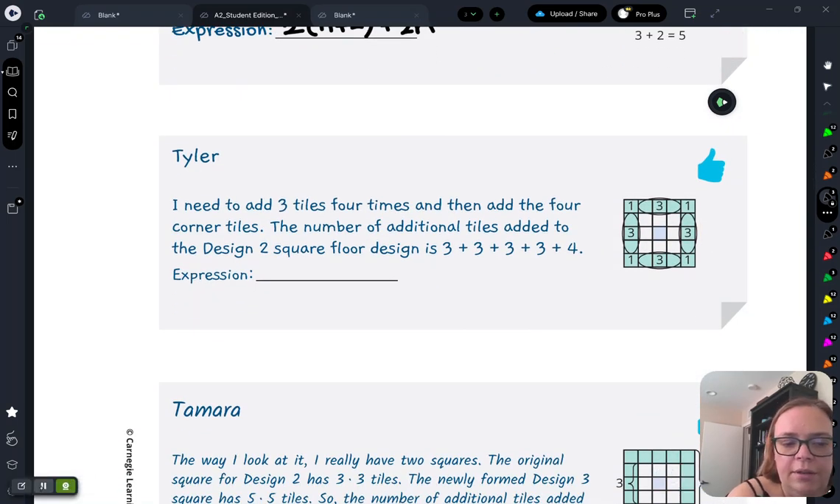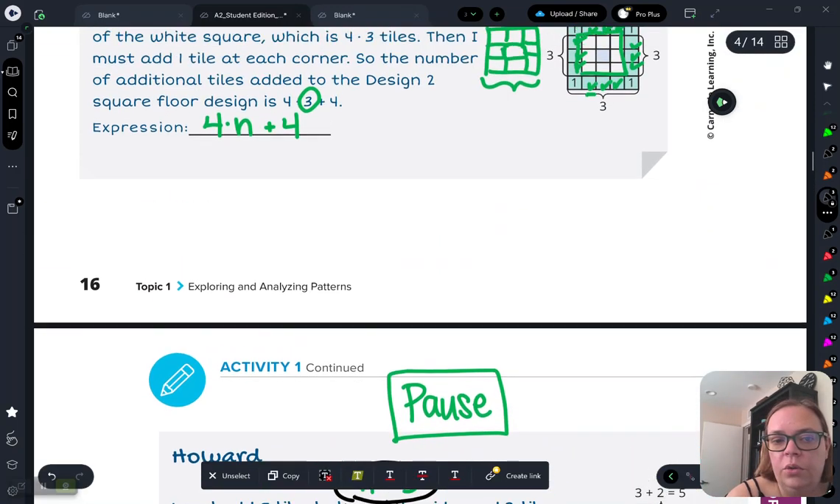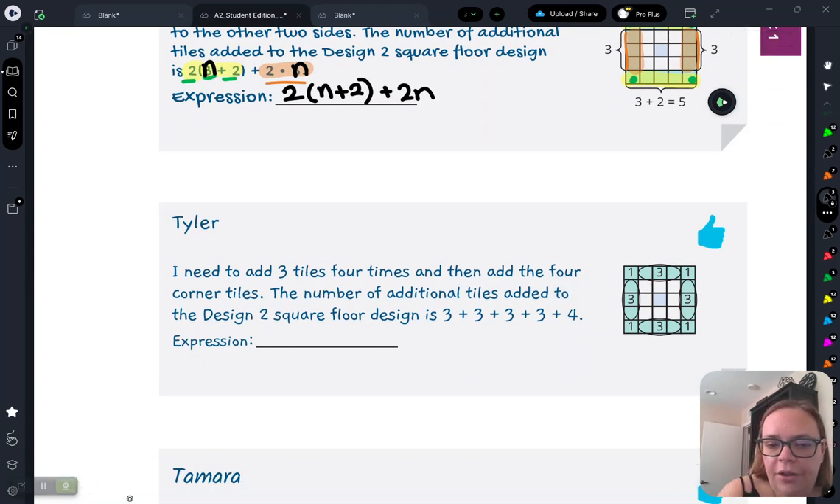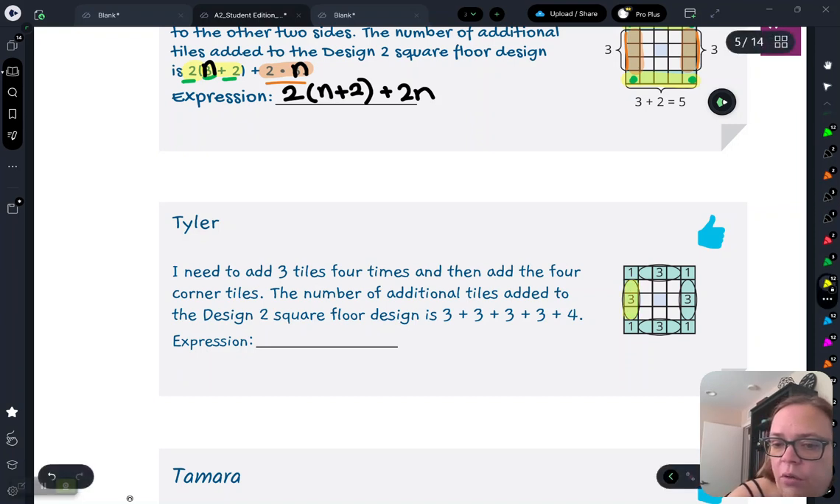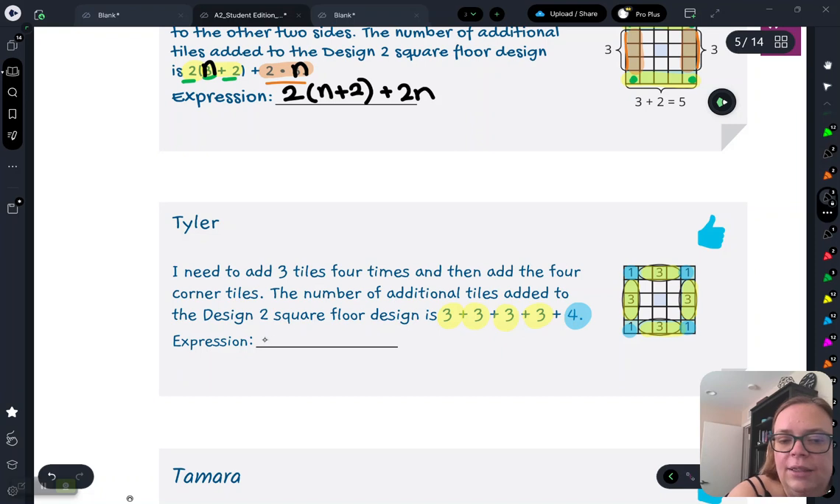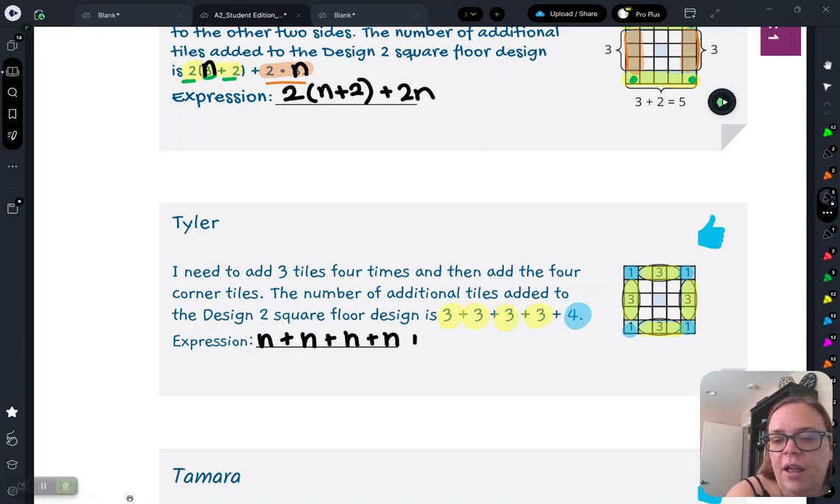All right, what about Tyler? So Tyler did something similar to the way that I thought of it, which was the first one, Wilma. He said, I need to add 3 tiles 4 times and then add the 4 corner tiles. Okay, so the 3 tiles 4 times, there's 3, 3, 3. So he's going 3 plus 3 plus 3 plus 3. And then he's adding the corners, which is there's 4 blocks. So we can write it as n plus n plus n plus n plus 4.